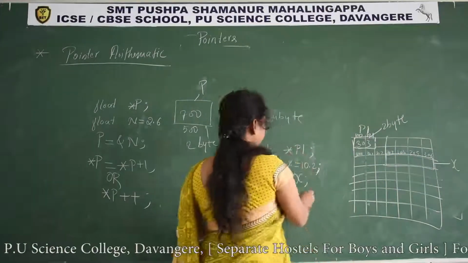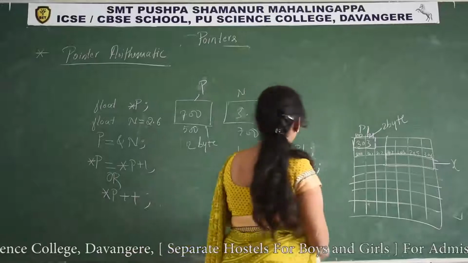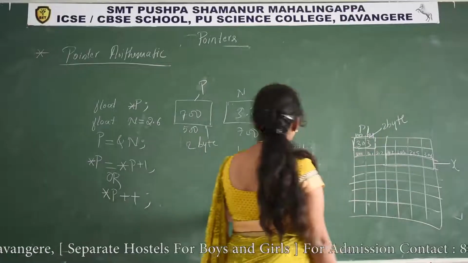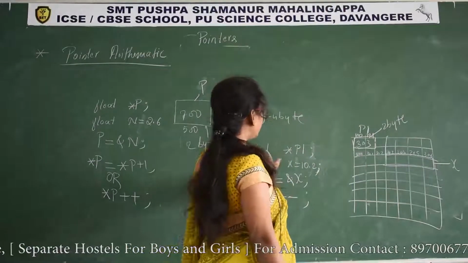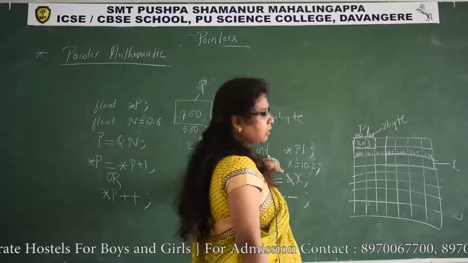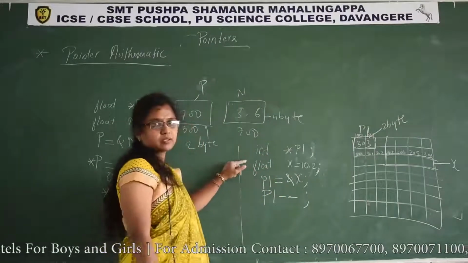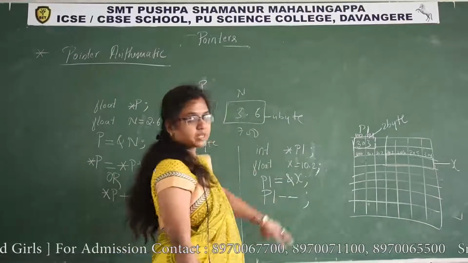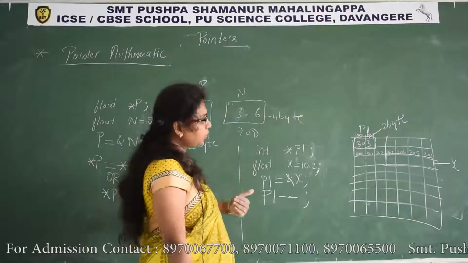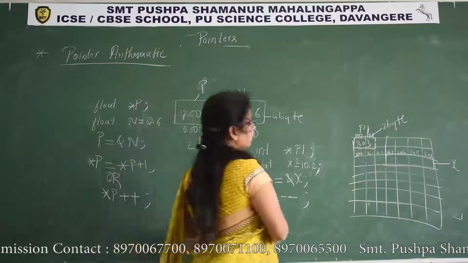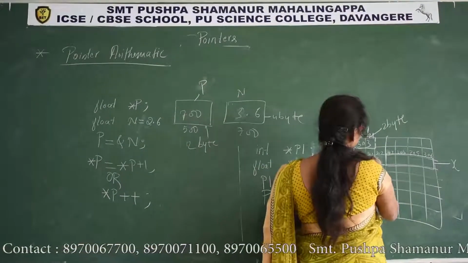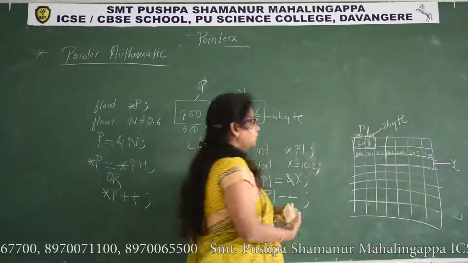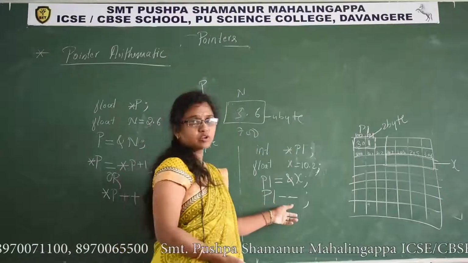If I decrement P1, what happens? Right now P1 points to which memory location? 303. Okay. So if I decrement P1, what type of pointer is it? Integer type pointer. Then how many bytes does it occupy? 2 bytes. Now when I decrement this pointer, in one decrement it moves backward by 2 bytes. Now 301 will be stored in this pointer. So we can perform a decrement operation on a pointer.